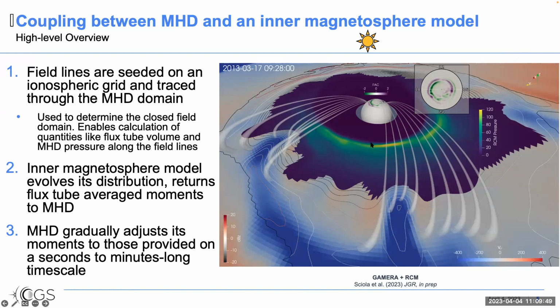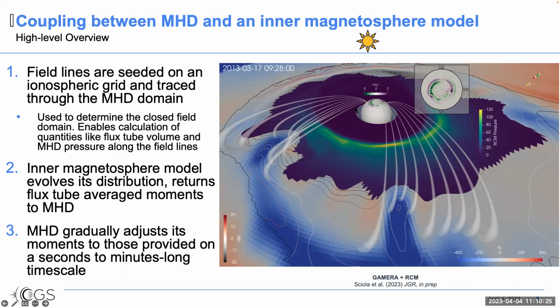And while you're doing that, you use this to determine the closed field line domain and specifically where your inner magnetosphere model's outer domain is going to be. And then you also calculate several useful quantities along the flux tube, including the flux tube volume. And you pass all that to the inner magnetosphere model, and in this case in RCM, it involves this distribution where it also has the extra dimension of energy, so you get your gradient curvature drifts, and then you sum all your moments up and take your flux tube average moments and hand them back to MHD.